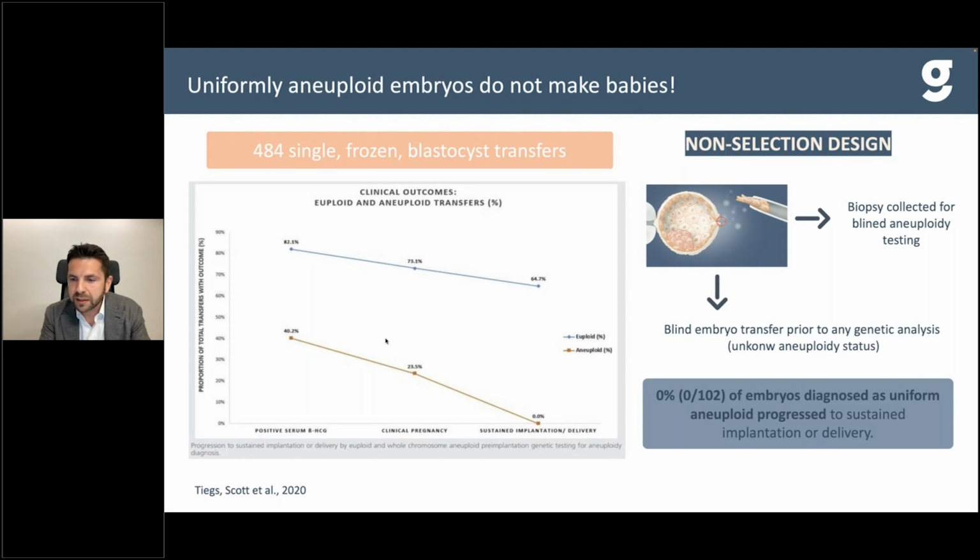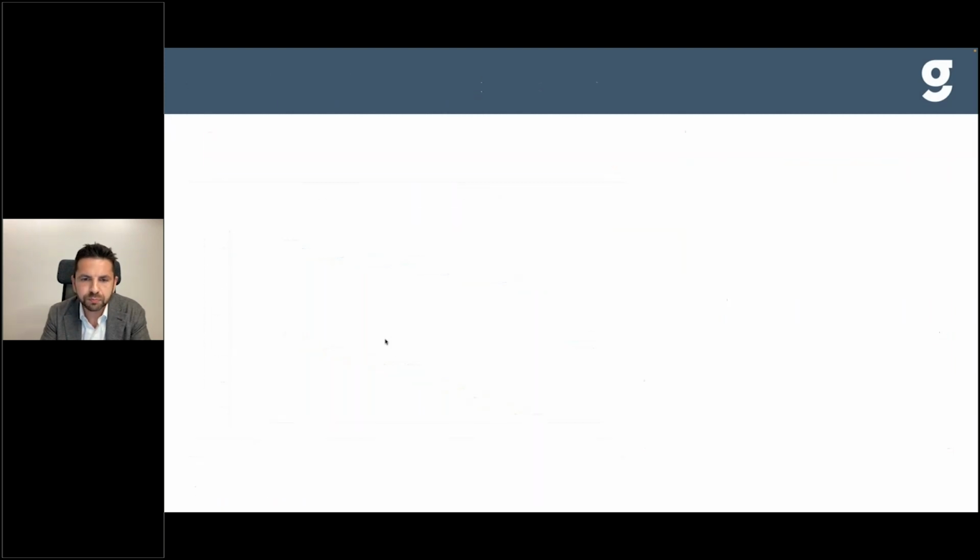In this study, the largest published so far about the transfer of uniformly aneuploid embryos, they transferred 102 embryos that were uniformly aneuploid, so likely of meiotic origin, and they saw that none of them resulted in a live birth, confirming that when we diagnose uniform aneuploidies in PGT-A cycles, this prediction is extremely accurate, both at the genetic level and also in predicting negative clinical outcomes.